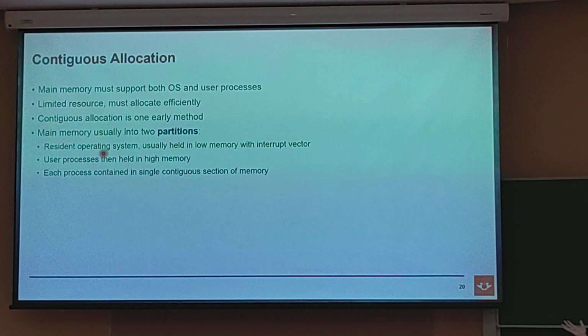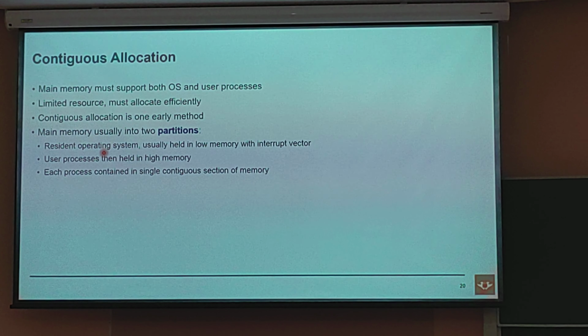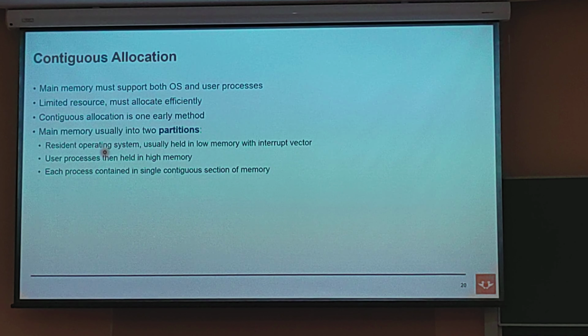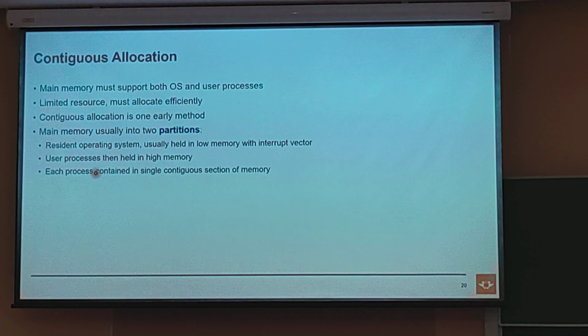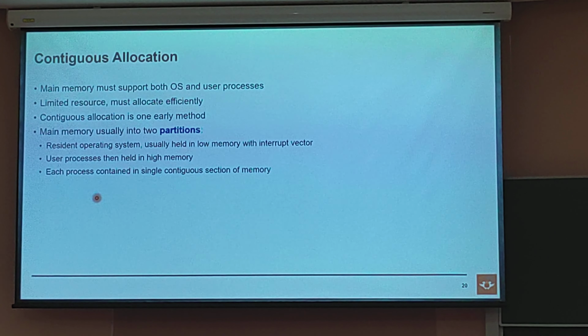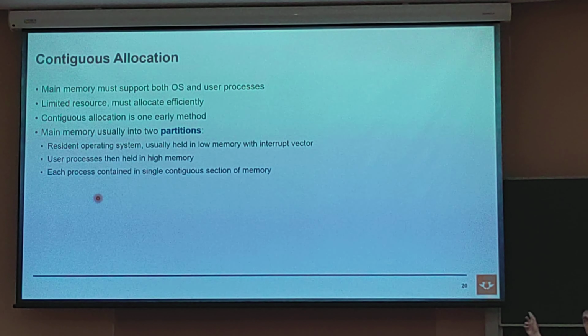This was exactly how MS-DOS functioned. MS-DOS was first loaded from memory location 0 up to, I think, 640 kilobytes, or even lower than that, a lot lower than that. And then your application used to be loaded on top of that. So the user application is held in what they call high memory, the memory addresses in the higher areas. Each process was contained in a single contiguous section of memory. That's what I want you to realize.